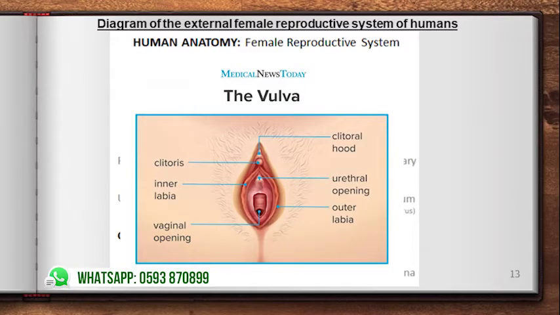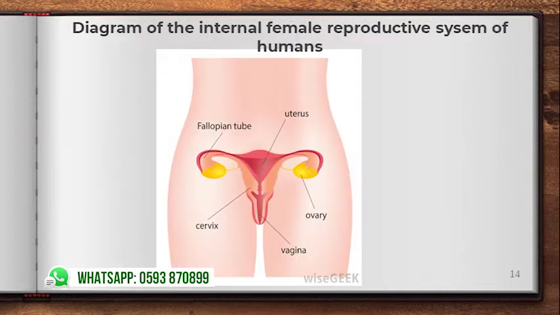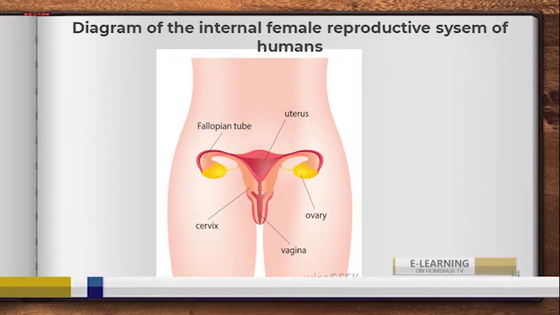Now let's look at the external female reproductive system of humans. What you see in the diagram is the external view of the female reproductive system of humans. That's our focus, just the external view. Then let's look at the internal female reproductive system of humans. Now, this is how the female reproductive system looks like inside the females.